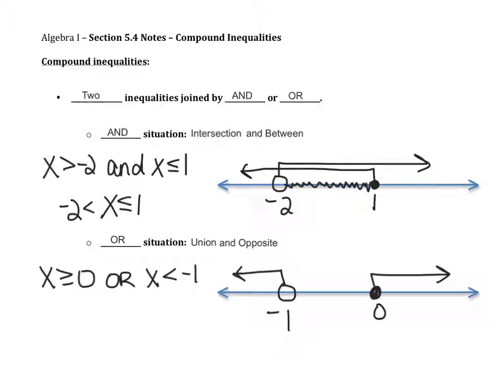You cannot, I repeat, cannot write an or situation as one compound inequality like we did with ands. An or situation always says the word or. An and situation won't always say and. You will know that an and situation is an and situation because x is literally in between two numbers, and that's exactly what and means. X is between two numbers. An or situation, again, will always say the word or.